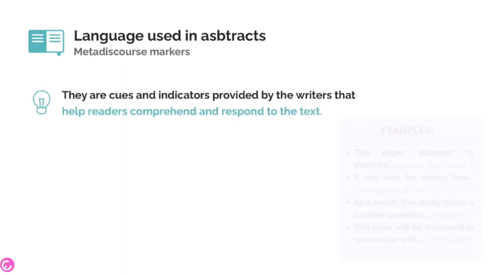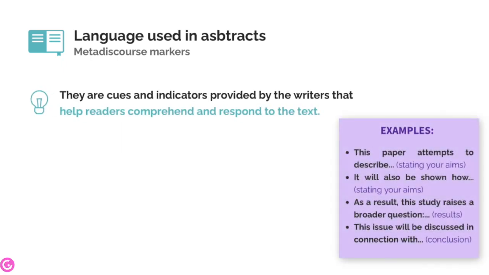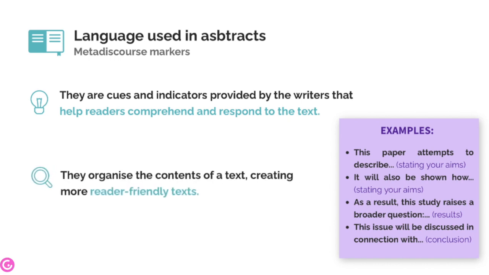Besides, when writing your abstract, you should use Metadiscourse markers. These are cues and indicators provided by the writers that help readers comprehend and respond to the text. These Metadiscourse markers organize the contents, creating more reader-friendly text. By using Metadiscourse effectively in writing, the messages can clearly be conveyed to the readers. These are some examples of Metadiscourse markers that you can use when writing your abstract.